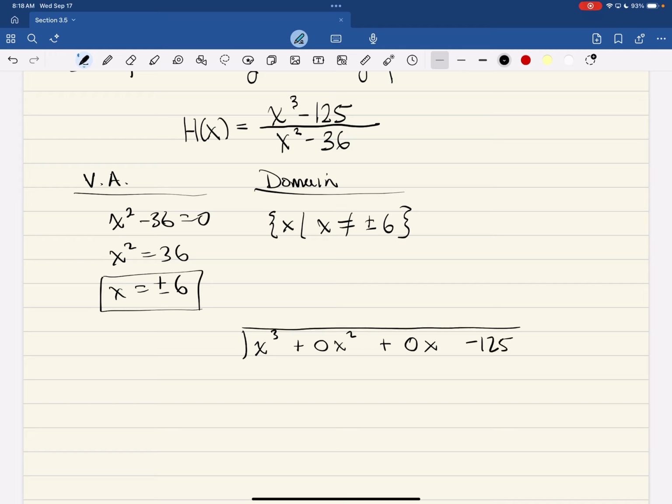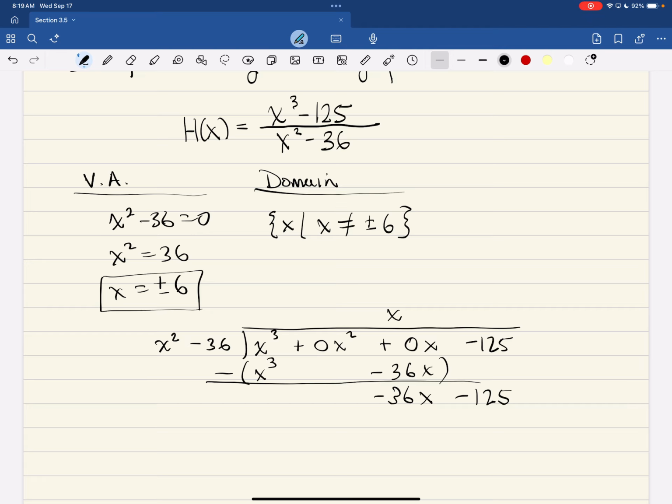Okay, so we have this, and then we're going to take x squared minus 36. We're going to divide, so we're going to have x. We need to multiply this by x to get this leading term. Okay, and so we'll get x cubed here, and then minus 36x. And then I need to remember to subtract that. And so now I'm going to get, what, minus 36x. I'll bring down the minus 125. That means I need to multiply.